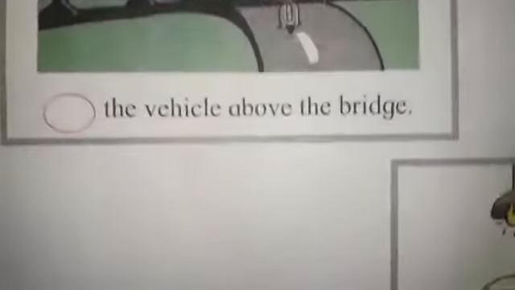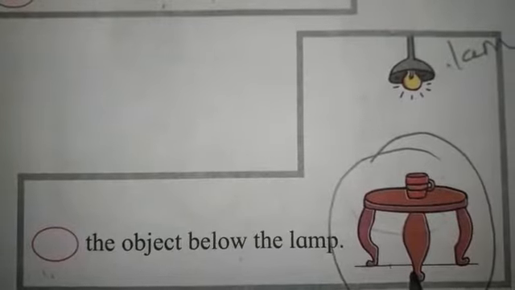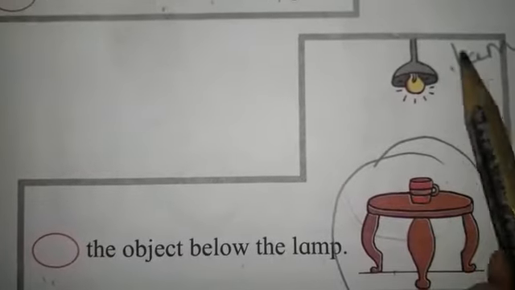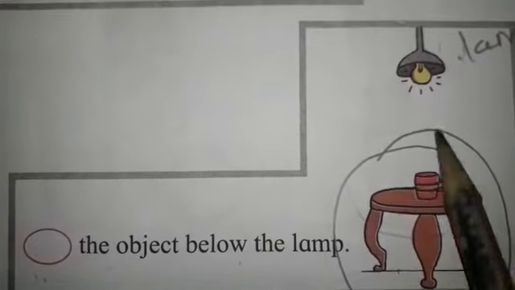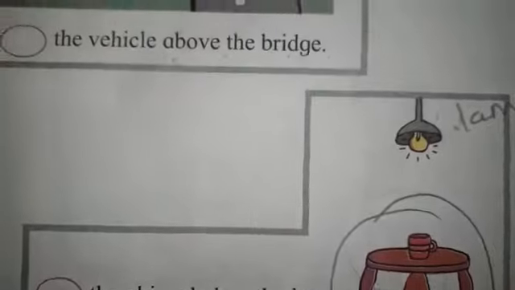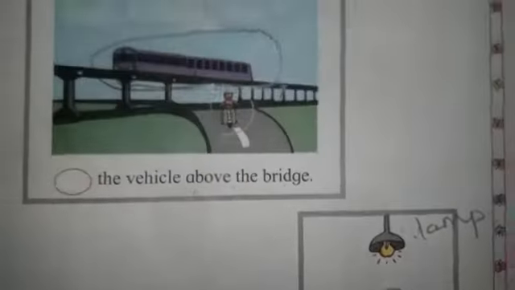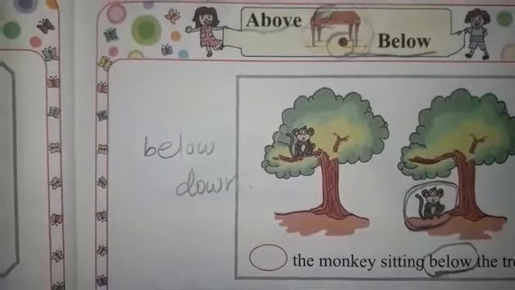Yes. After that, the last picture here on page number 3, object below the lamp. Below the lamp मतलब लैम्प के नीचे. तो it is a table and a cup. So we have to circle here. So all students, I think you understood what I taught you today. That is above and below concept. So let's move on to the whiteboard.